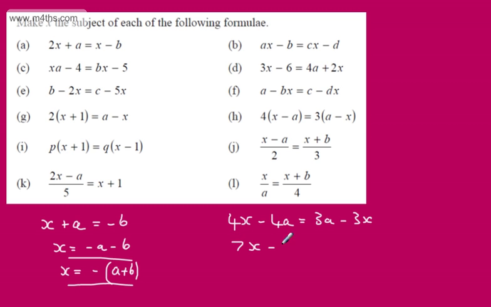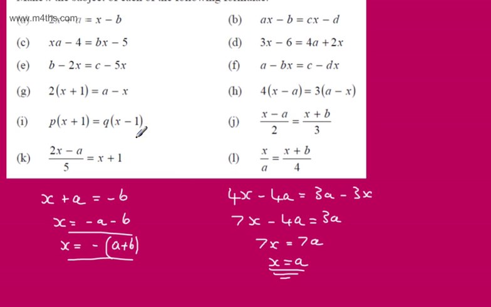So 7x minus 4a is going to be equal to 3a. I'm now going to add 4a to both sides, so 7x will be equal to 7a. Dividing both sides by 7, x will be equal to a. And all we've done is rearranged. So I've got now 4x minus 4a is equal to 3a minus 3x, and we've made x the subject and then just gone ahead and rearranged.